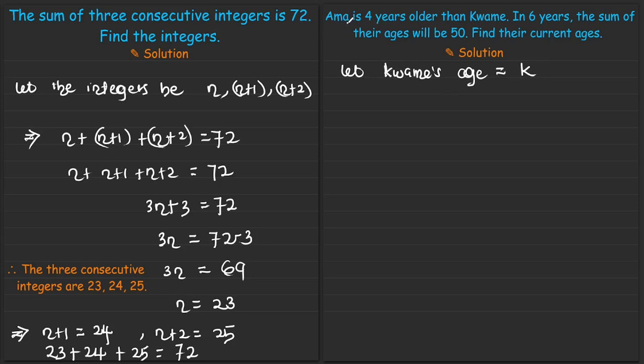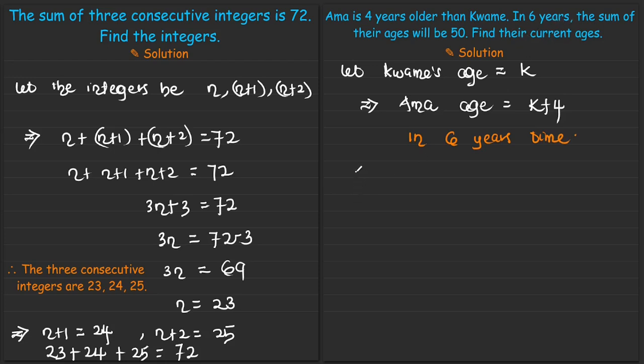Now we are being told that Amma is 4 years older than Kwame. If we let Kwame be k, then it will imply that Amma's age is going to be k plus 4, because Amma is 4 years older. You see? Now in 6 years' time, what is going to happen? Kwame's age is going to increase by 6.